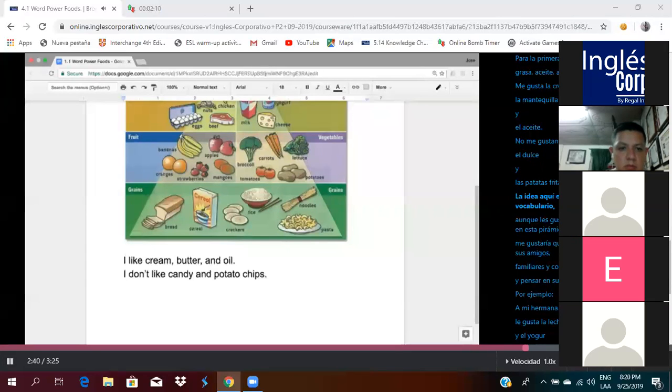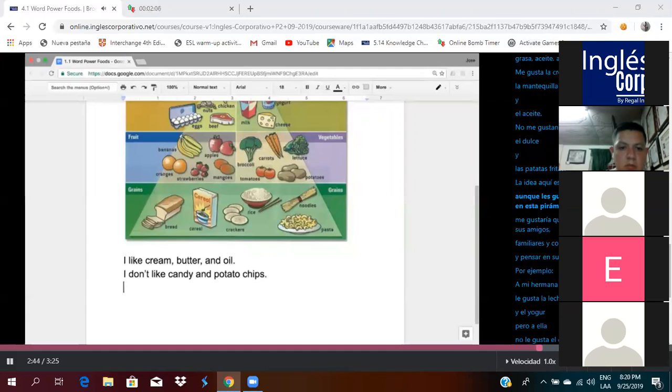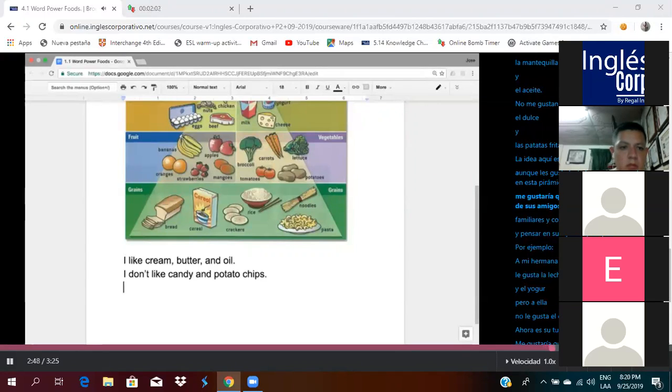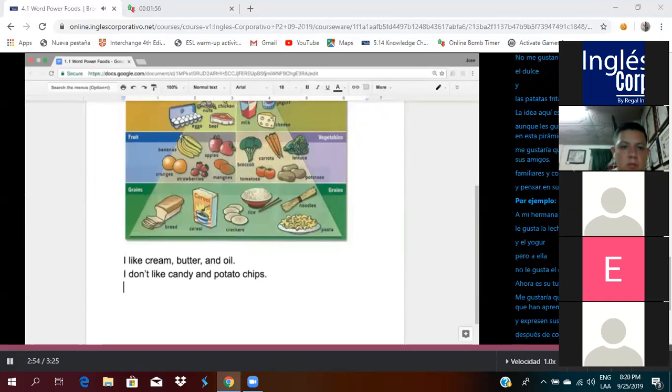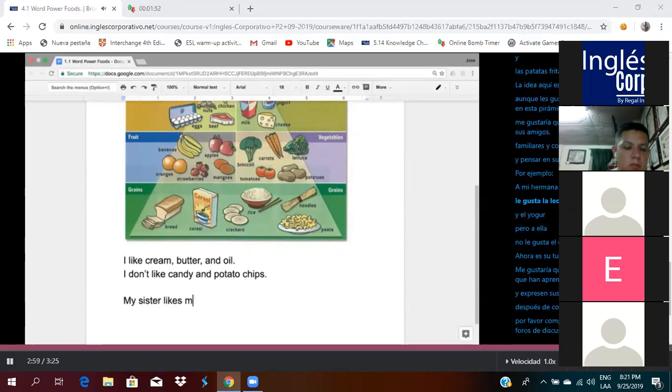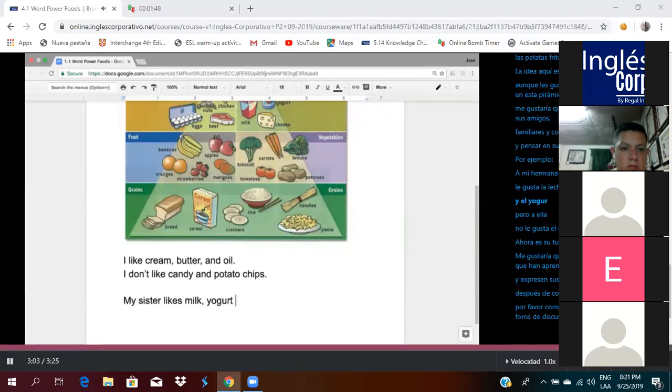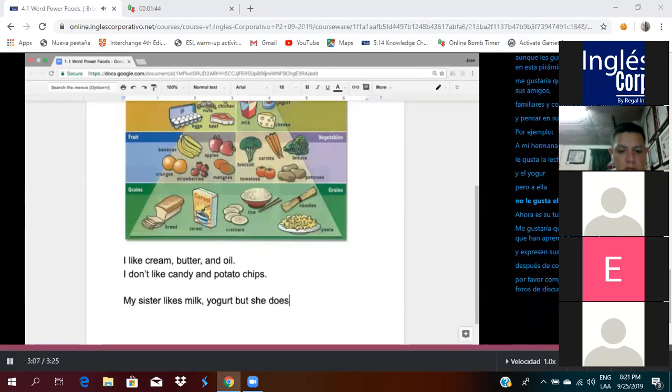The idea here is to practice all the vocabulary. So while you may like all the stuff from this food pyramid, I would like for you to think about your friends, family, and coworkers, and think about their likes and dislikes. For example, my sister likes milk, yogurt, but she doesn't like cheese.